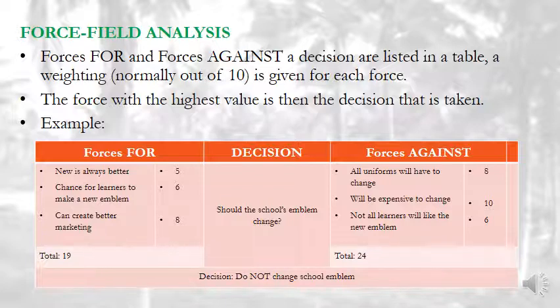Then you calculate each side. For example, forces for is a total of 19. Forces against has a total of 24. The highest ranking one is forces against. So therefore your decision is to not change the school emblem.